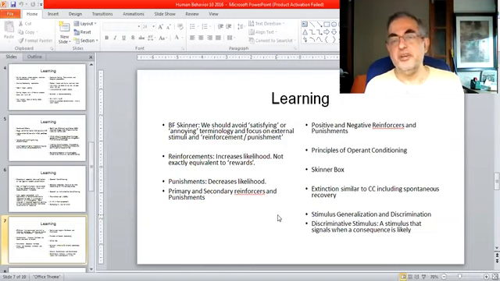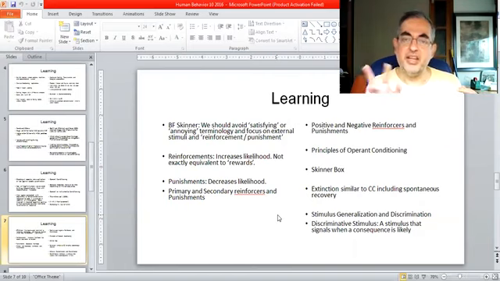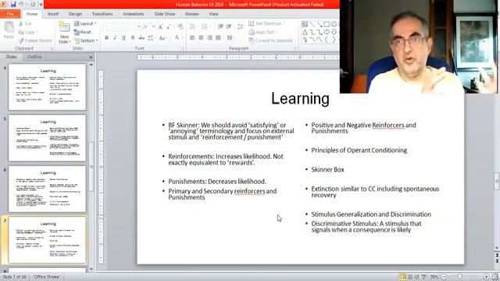So a primary reinforcer naturally triggers the operant conditioning learning mechanism. A primary punishment naturally does that as well. A secondary reinforcer acquires its reinforcing powers by being classically conditioned to a primary reinforcer or a series of primary reinforcers. Okay, that's primary and secondary.